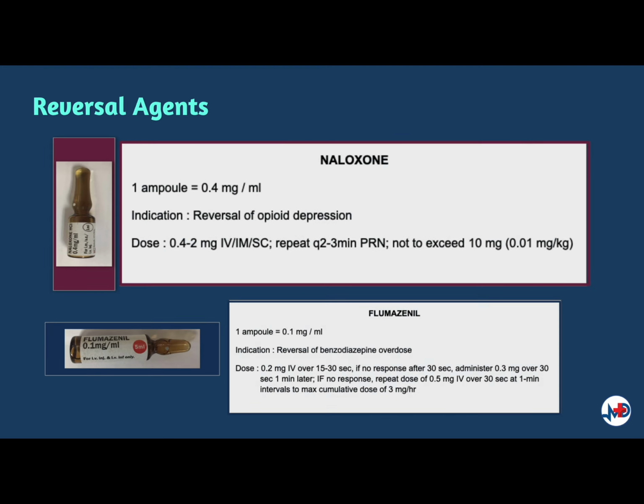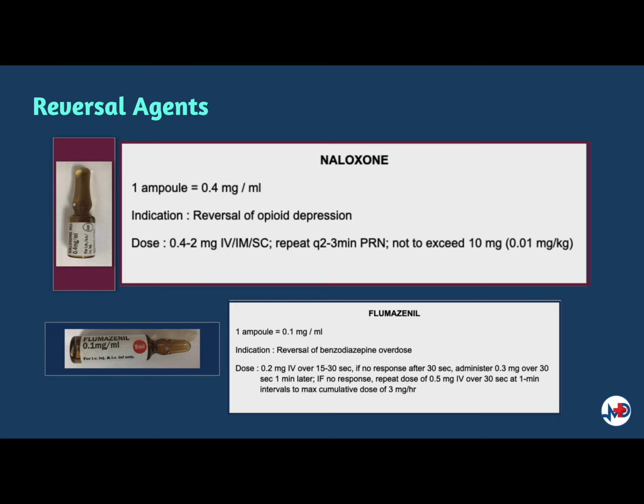Let's look at reversal agents because these are important in the event there is too much administration or toxicity. Naloxone is given for reversal of opioid depression. 1 ampule equals 0.4 milligrams per mL. The dosage that can be administered would be 0.4 to 2 milligrams intravenous, intramuscular, or subcutaneously. You can repeat this every 2 to 3 minutes if needed and not to exceed 10 milligrams.